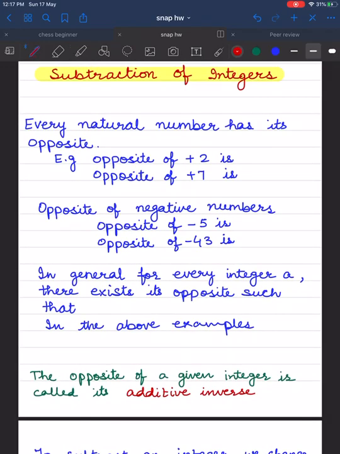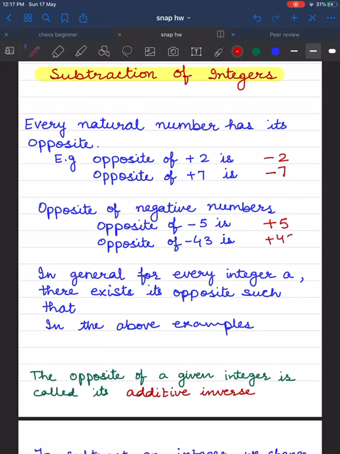Today we will learn how to subtract integers. Children, we know that every natural number has its opposite. So the opposite of plus 2 is minus 2. The opposite of plus 7 is minus 7. Let's find out the opposite of negative numbers.